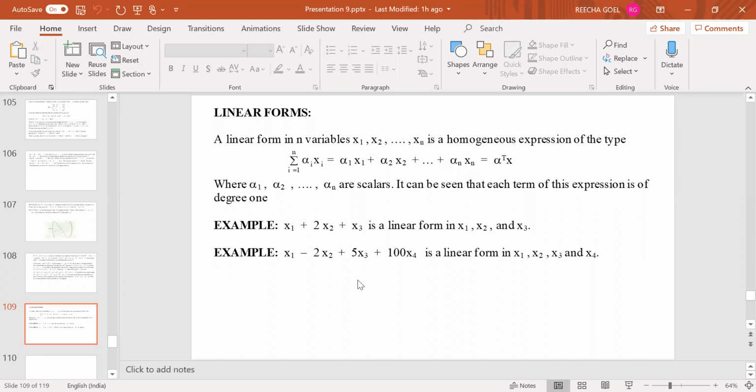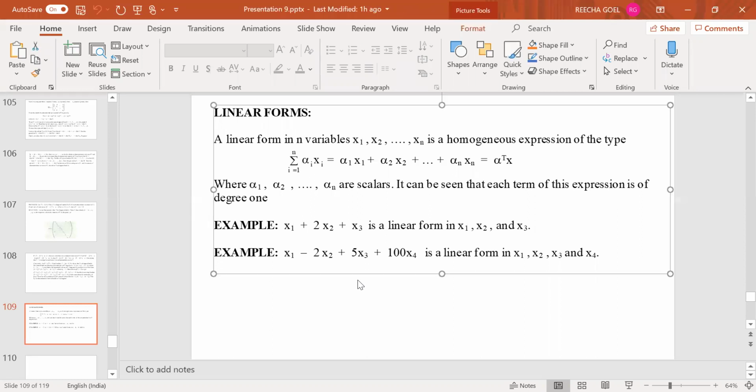So I can just consider this as a row vector alpha 1, alpha 2, alpha 3, alpha n. Then their multiplication, that is row vector into column vector, is precisely alpha 1 x1, alpha 2 x2, alpha n xn. So I can just write this as alpha transpose x, where t is nothing but transpose. I consider alpha as a column vector, take the transpose, it becomes a row vector, and x is the vector x1, x2, xn. So this particular expression is called a linear form in n variables x1, x2, xn.